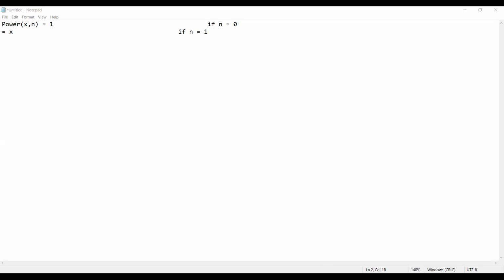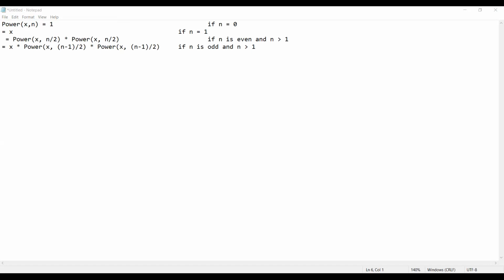Now go to the third condition. So this part is power(x, n/2) into power(x, n/2) if n is even and n is greater than 1. So I have to write down this part here. And finally I have to write down the last conditional part, if n is odd and n is also greater than 1. In this case, this is x into power(x, (n-1)/2) into power(x, (n-1)/2). Okay, so this is the rule for calculating the exponential power of a particular number.